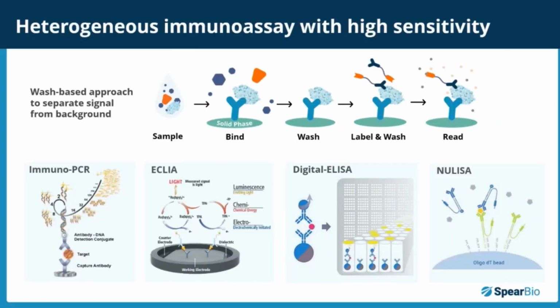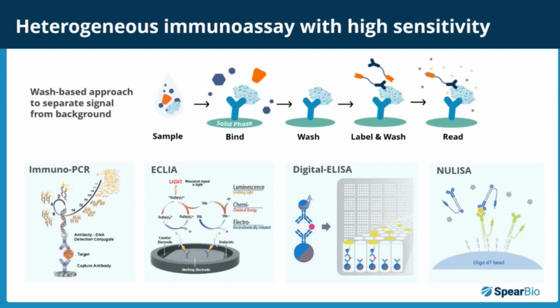The majority of immunoassay methods for protein biomarker measurement rely on wash steps to separate target-specific binding from non-specific binding, generating a detectable signal. Among the most effective and sensitive technologies for protein biomarker measurement are immuno-PCR, electrochemiluminescence immunoassay, eClear, digital ELISA, and the nucleic acid-linked immunoassay sandwich assay, also called NULISA.